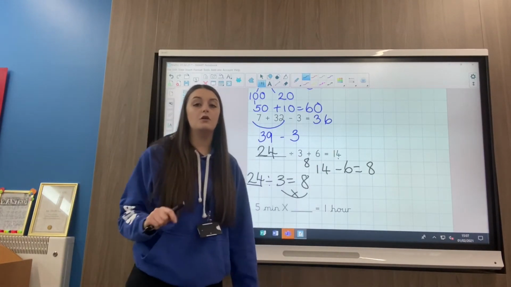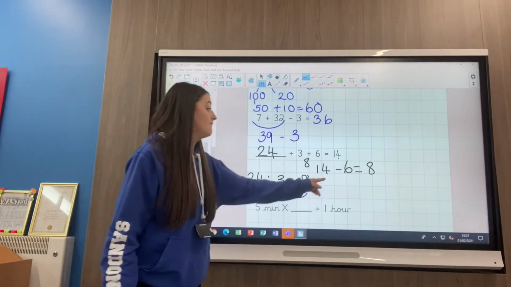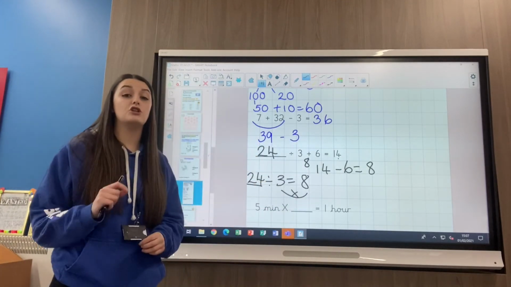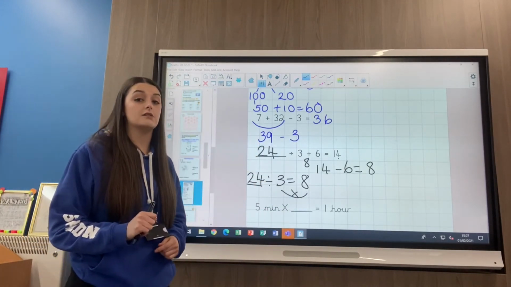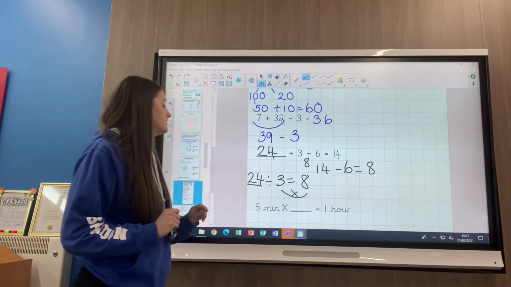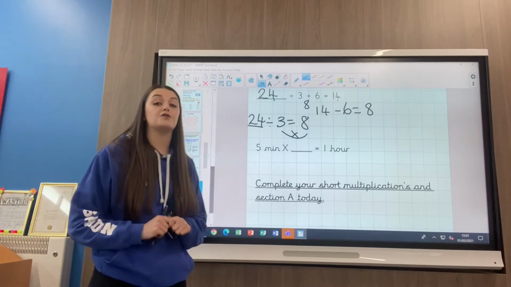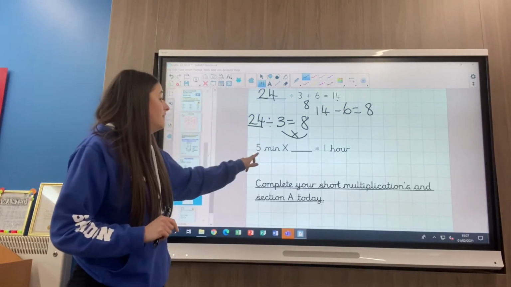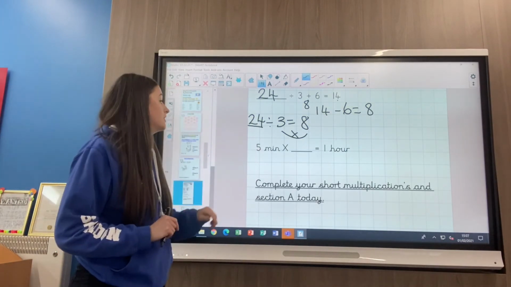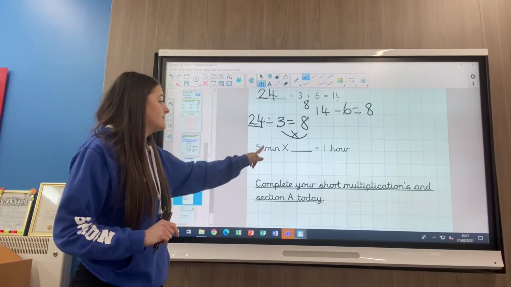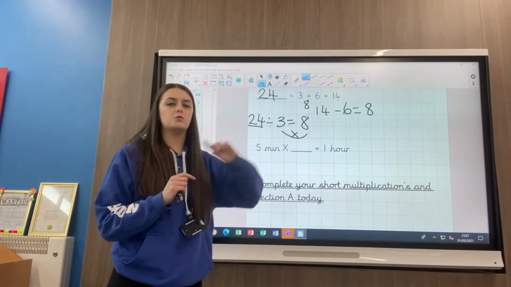So use your numbers and think really carefully. And for this problem, you'll have to work backwards and use the inverse operations. Keep track of your calculations like I have done. And you've also got on your startup challenge a time question. 5 minutes times something equals 1 hour.